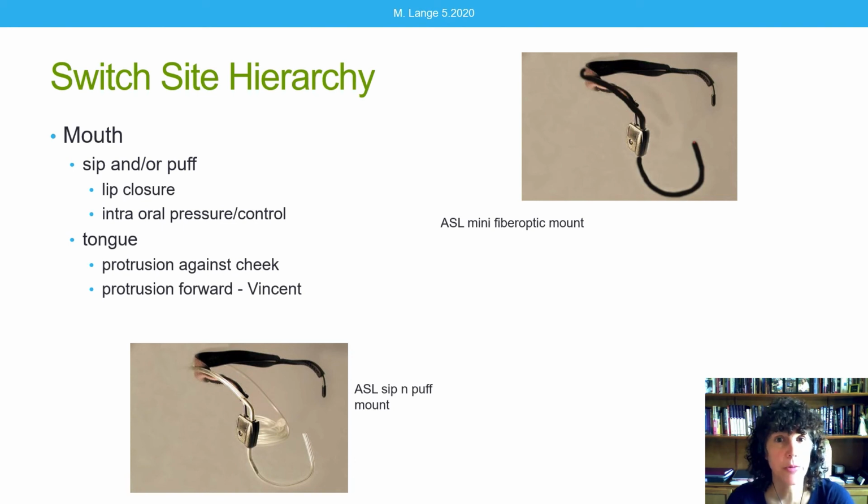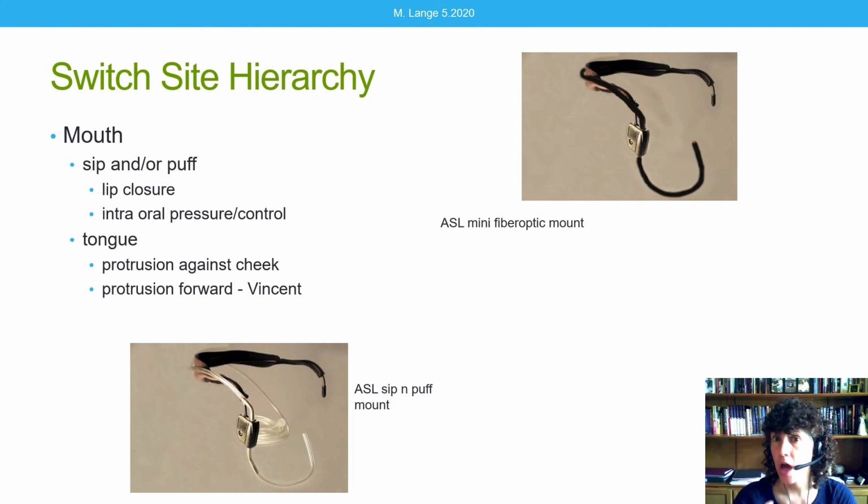So we've talked about a number of locations around the head. Now we're going to specifically talk about switch access at the mouth. So it's possible to use a switch, a pneumatic switch called sip and puff. And sip and puff is most typically used with power mobility, but it is possible to use a single sip or a single puff as a standalone switch as well.